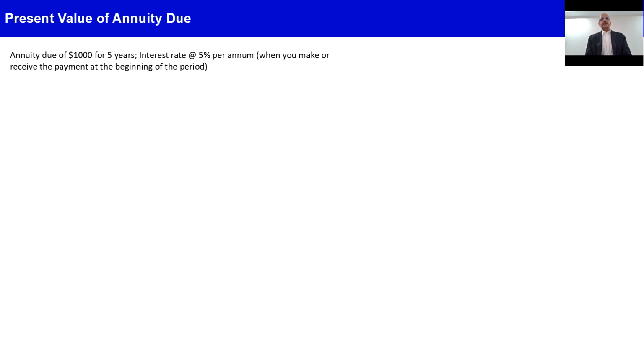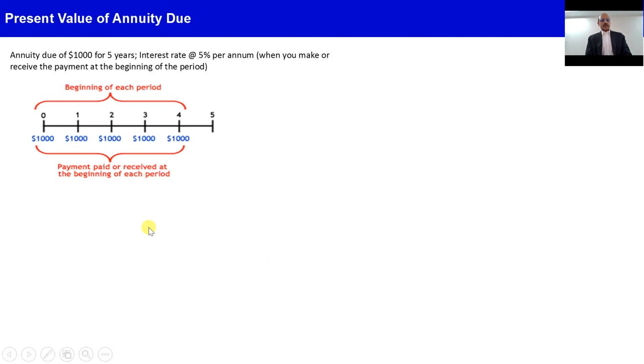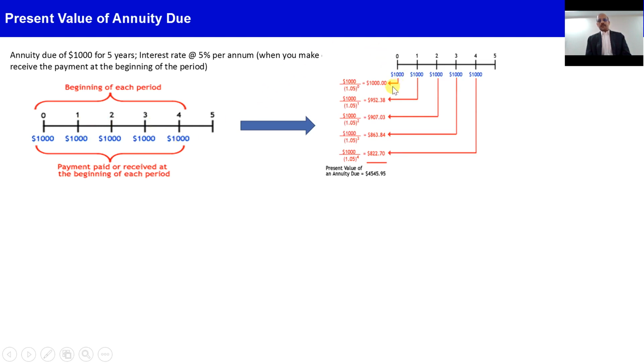Now let's understand how we calculate the present value of annuity due. Annuity due, as I said, is when you receive or make the payment at the beginning of the period, not at the end of the period. So in that case, each cash flow's discounting is reduced by one period, by 1 year. In this example, $1,000 is received at time 0, then at time 1, then the second year, at the beginning of the year. So when you discount, the first $1,000 is in present value $1,000 because it is already at present value terms. It is at year 0, so no discounting is required for that. The second 1,000 has to be discounted by a factor of 1.05 raised to power 1. The third 1,000 will be discounted at 1.05 raised to power 2. So like that you discount all the 5 years' cash flow.